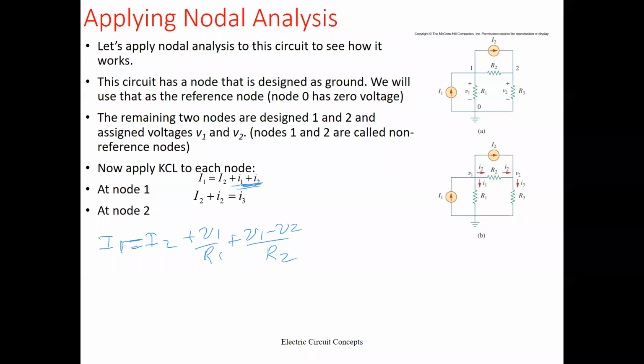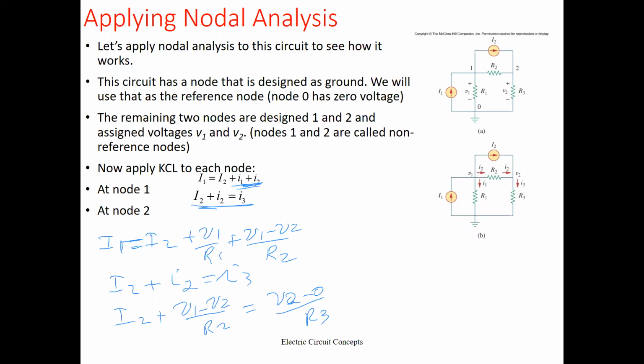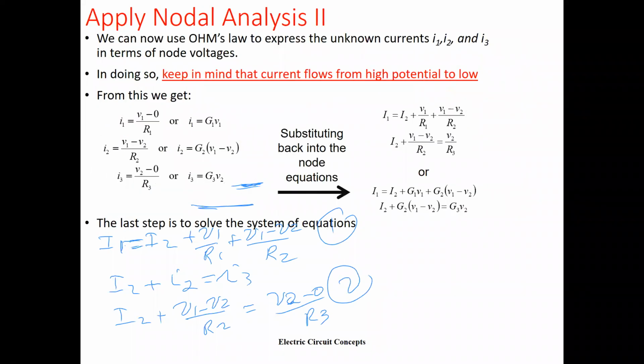And then the second equation would be I2 plus I2 lowercase equal to I3. Again, we already had I2 before. So it will be V1 minus V2 over R2 equal to I3, which will be V2 minus 0 over R3. So again, you could eliminate the 0. Okay, and these are the two equations in terms of the nodal voltages. Then we can solve the two equations using one of the techniques that we had before.